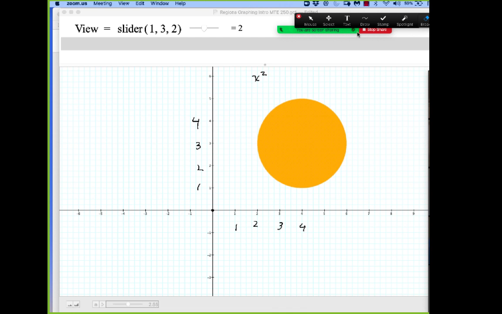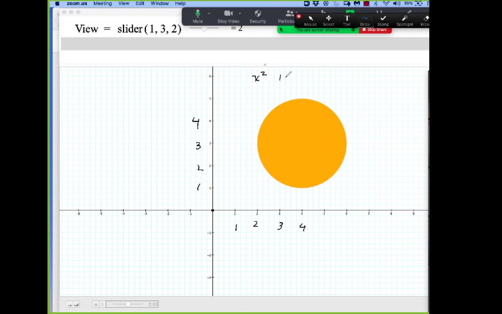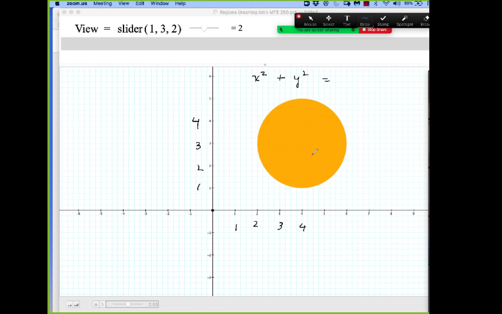Anyone else want to take a stab? So before I go, he said x squared plus y squared equals something. Will that get us the equation of this circle? It would not. How do we need to change that? So it's the quantity x minus 4 squared plus the quantity y minus 3 squared.